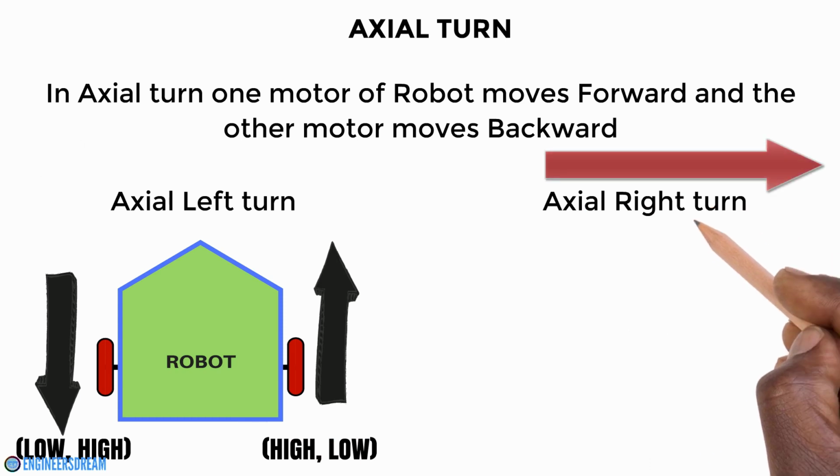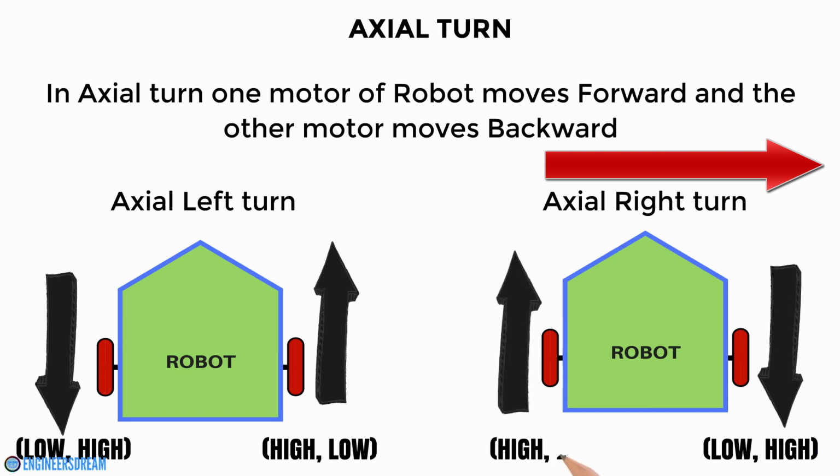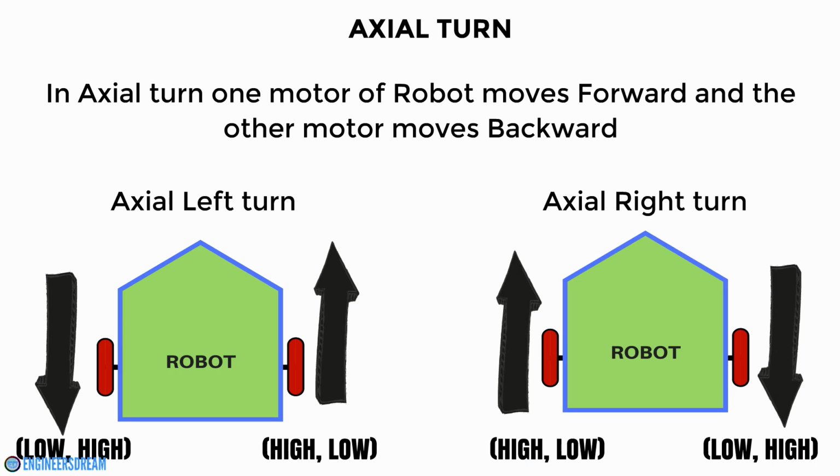Similarly, if you want your robot to take an axial right turn, then the right motor should go backward, that is low-high, and the left motor should go forward, that is high-low. Now, after understanding axial turns, next let's look at radial turns.